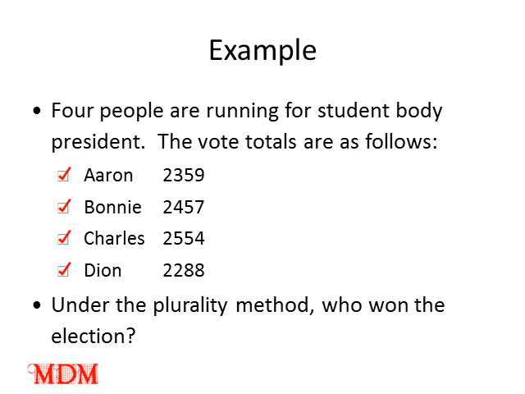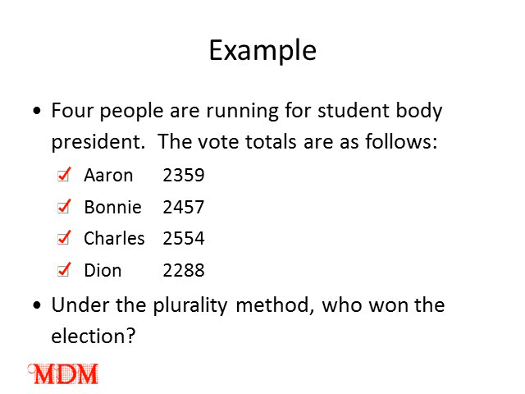Let's look at an example. 4 people are running for student body president. The vote totals are as follows: Aaron with 2,359, Bonnie 2,457, Charles 2,554, and Dion with 2,288. Under the plurality method, who won the election?